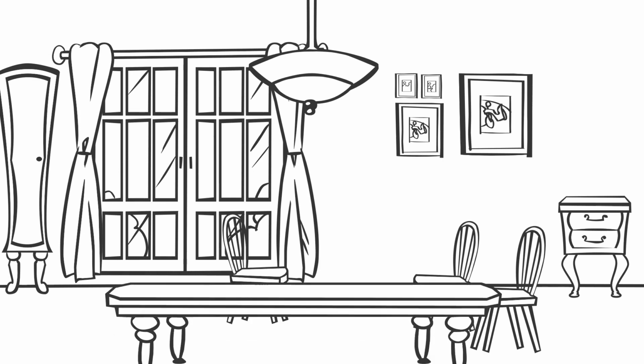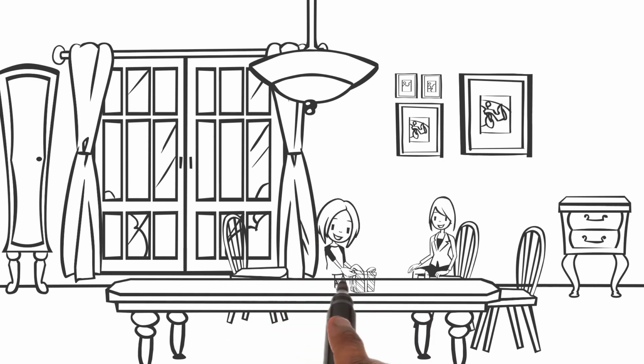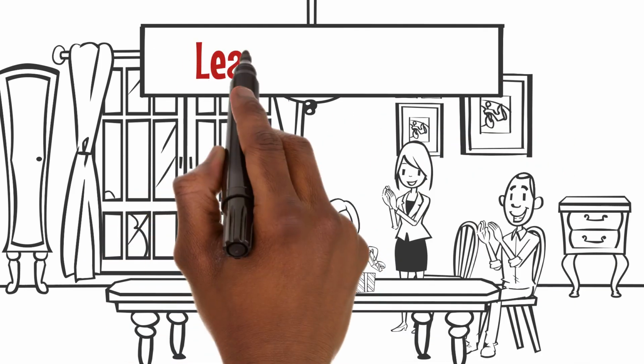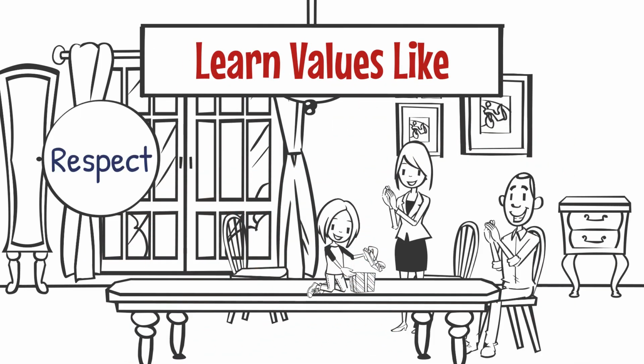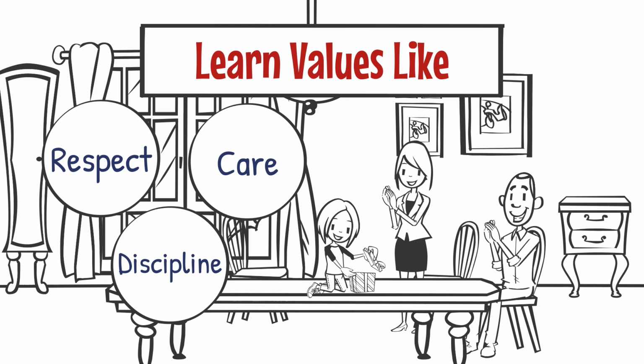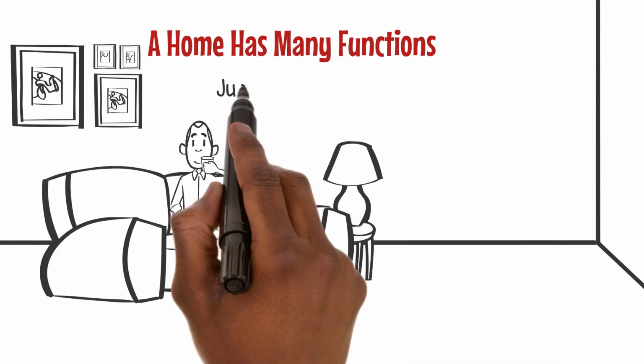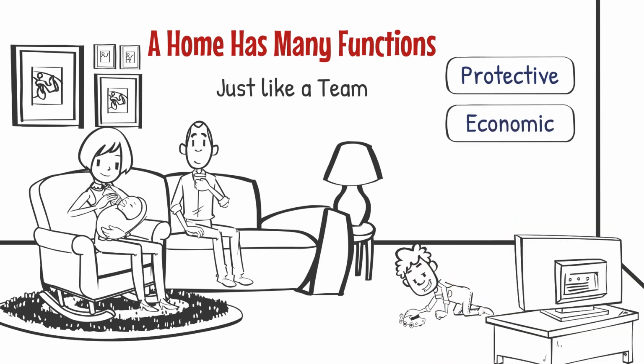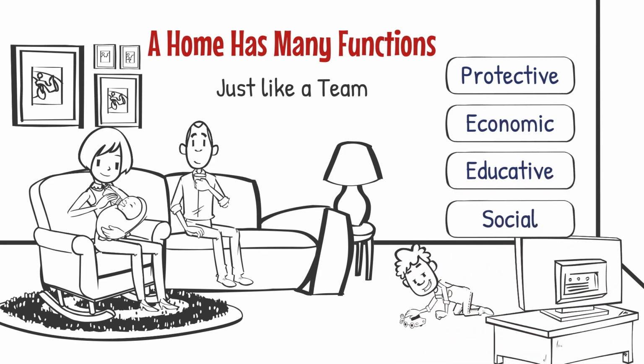Now, here's the interesting part. A house becomes a home when families live together, sharing love, happiness, and responsibilities. It's where we learn values like respect, care, and discipline. A home has many functions, just like a team. It's protective, economic, educative, and social.